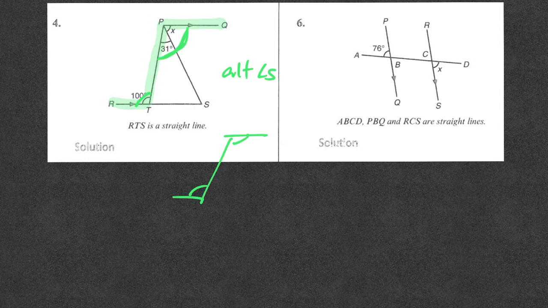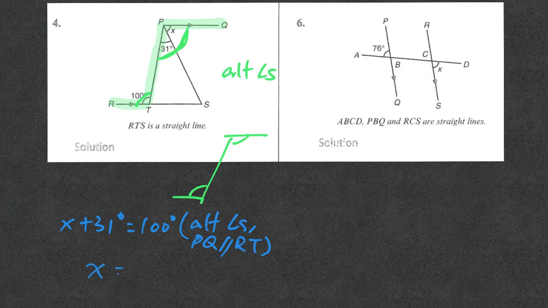So instead of trying to draw different lines or finding different values, the question can simply be that x and 31 degrees together are equal to 100 degrees by the reason called alternate angles. This time it's not AB, but we say PQ is parallel to RT. So as a result, x finally would be 69 degrees. So that's about number 4.